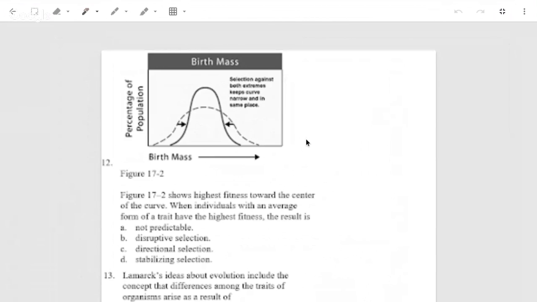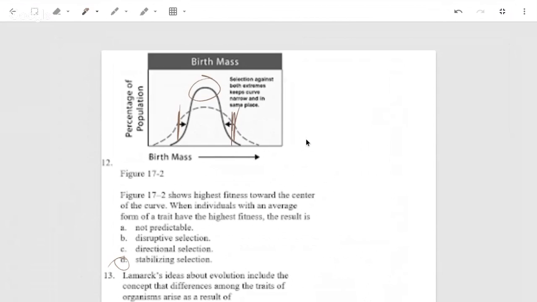So the answer for 12 is stabilizing selection. Basically, as long as you know that this is stabilizing selection, you're fine. What's happening in the chart is that you have a population whose birth mass is changing based on some type of evolution occurring. It could be any type of evolution. We don't know. But over time, we're seeing a percentage of the population's birth mass going into a more varied range, where it used to be that most of the population had a very set birth mass, but now we're seeing these different values over time.